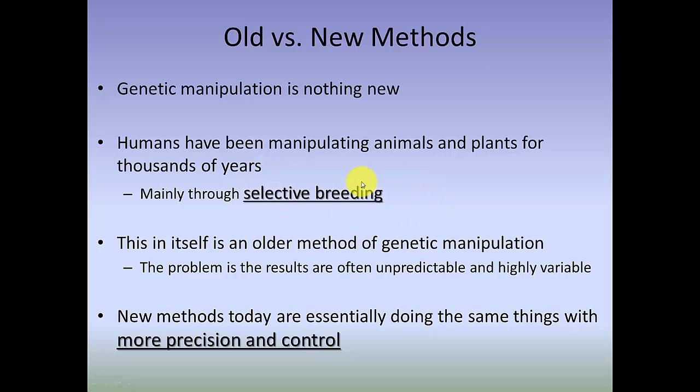But the way they did it initially, and really what's still being done today, but you really just want to look at it as a more traditional version of this, is fairly simple. It's called selective breeding, and all they do is just take two organisms that they have desirable traits and selectively breed them together, just kind of like it sounds.